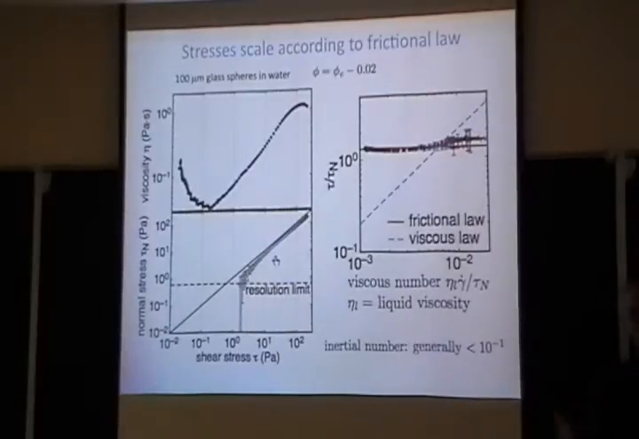So this gives you a hint that these dense suspensions are actually quite granular. Now if that's the case, what do you need the liquid for, other than this confining pressure? You might as well take the liquid out, right? And you can confine it.